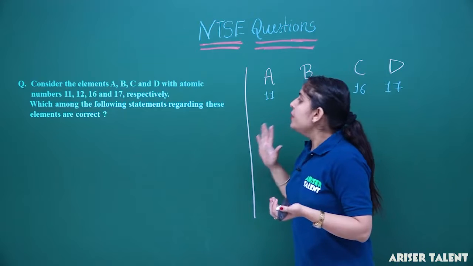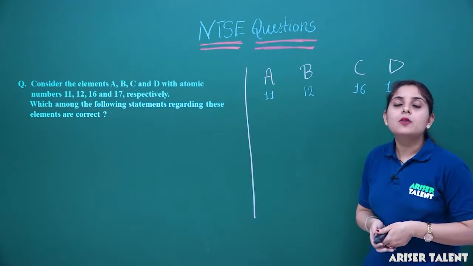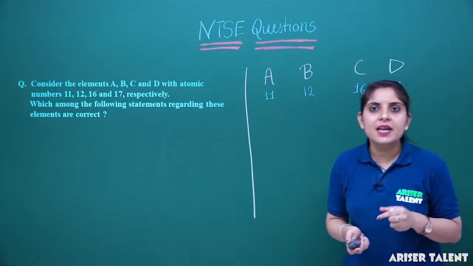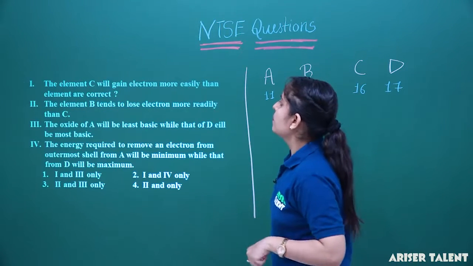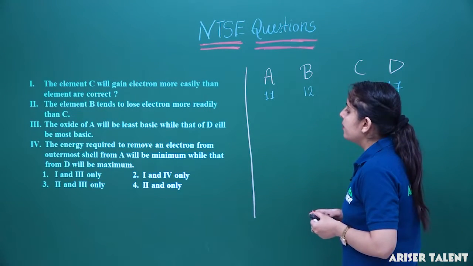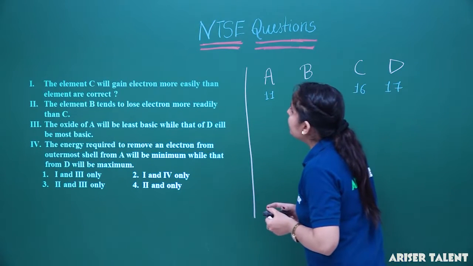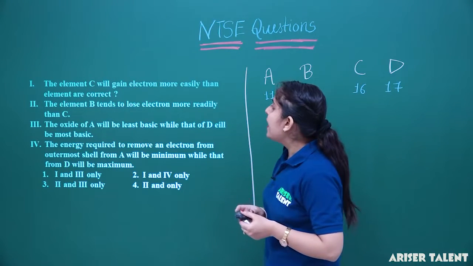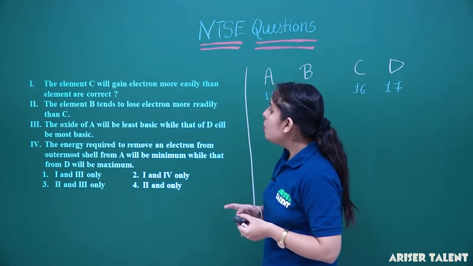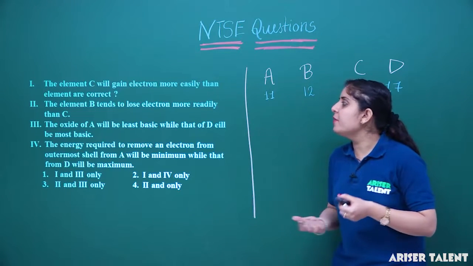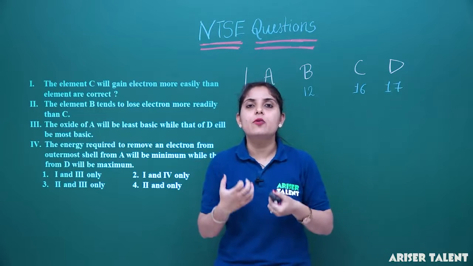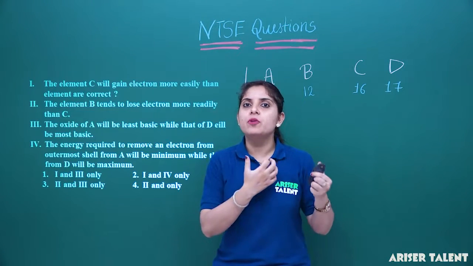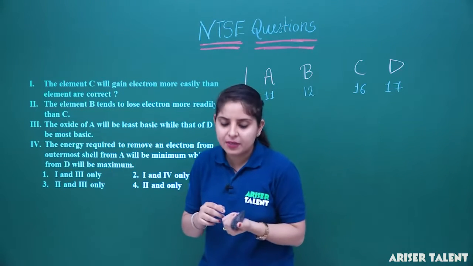Now we have to identify among the following statements which statement is correct. Let's have a look at the statements here. These are the statements we have been given. Element C will gain electrons more easily than the element A. Now, for finding which element will lose electrons rapidly or gain electrons rapidly or slowly, we have to write the basic electronic configuration of these elements.